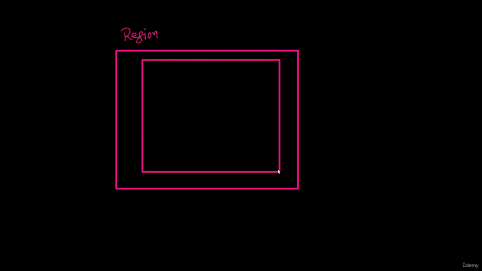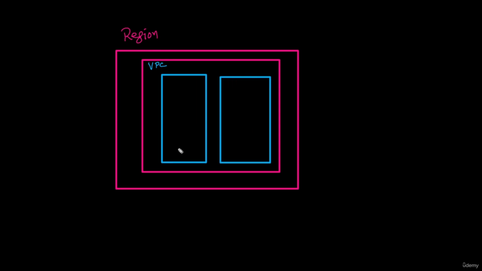Right. So give me a minute. This is your region. In that region, you would have a VPC, right? So this is, let's say, the VPC I'm operating in, and that VPC would have subnets across multiple availability zones. So let's consider this is your AZA and this is your AZB.